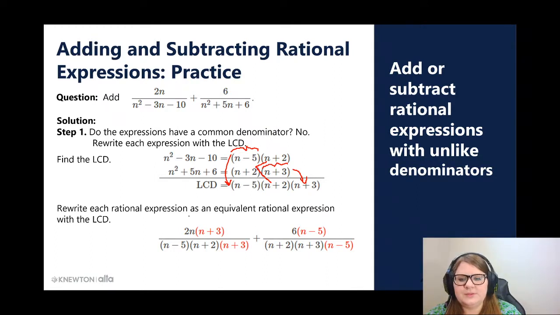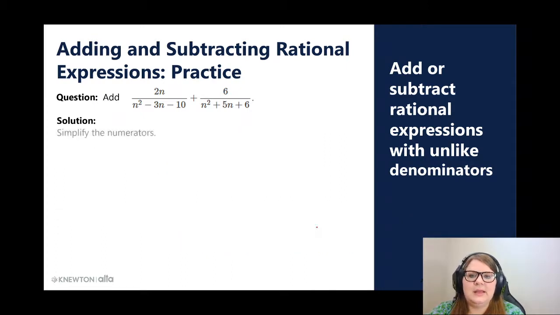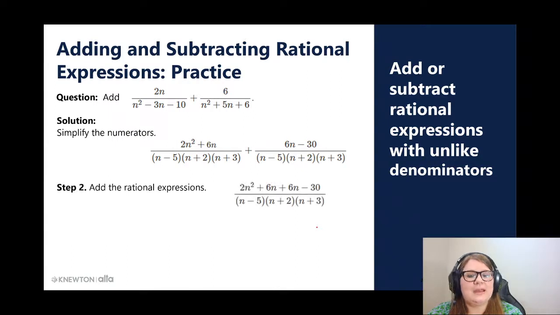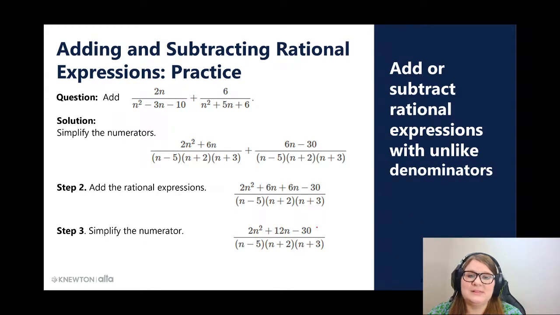We then want to distribute the 2n and distribute the 6. And that's going to give us 2n squared plus 6n in the first fraction and 6n minus 30 in the second fraction. Now this is addition, so I want to go ahead and add the numerators straight across. Notice that, again, the denominator stays the same. And we can combine the like terms in the numerator, which in this case are 6n and 6n to give us 12n. But this is factorable.